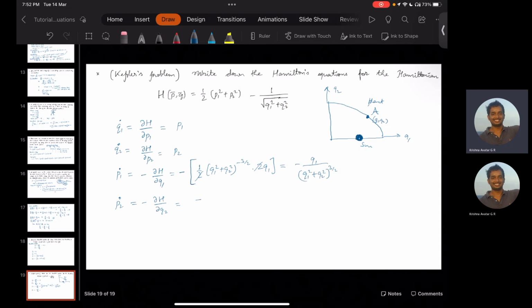The fourth equation will be very similar to the previous one. It is minus q2 by q1 squared plus q2 squared to the power 3 by 2. Now this set of equations can be solved subject to some initial conditions.